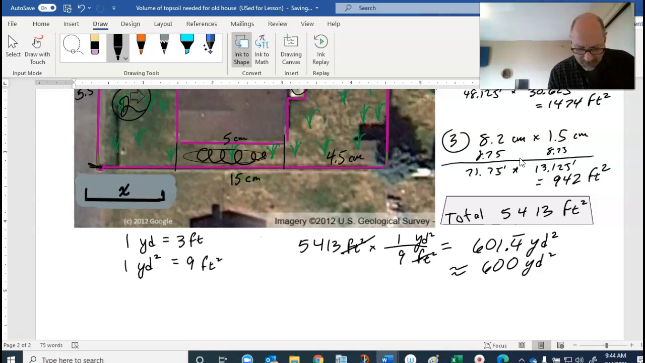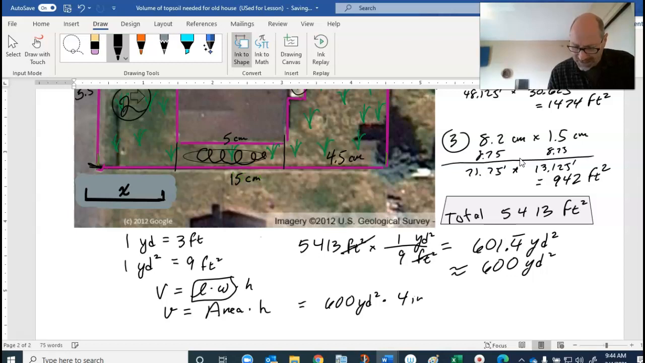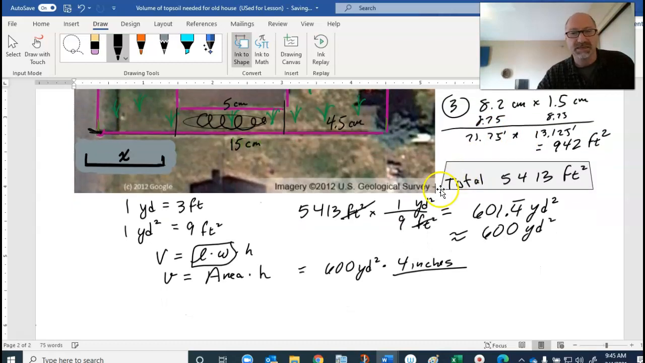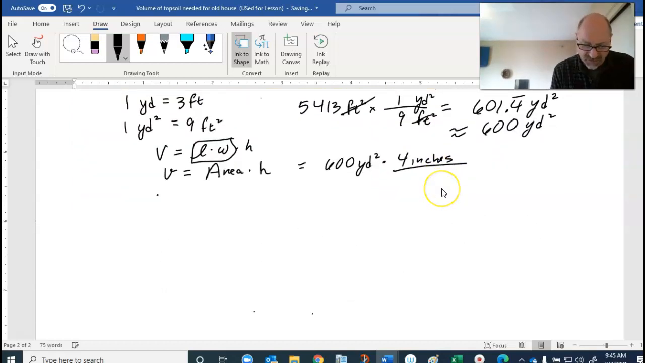Now we have the depth. So remember, the volume is equal to the length times the width times the height, and the length times the width is really our area. So another way we can think of volume is area times height. And so our area in this case is 600 square yards, and our depth is 4 inches. Well, you cannot multiply 4 inches by yards and expect to get cubic yards. We need to change the 4 inches to yards, just like we changed the area. Now this is regular inches, so this is linear. This isn't second degree or two-dimensional. It's one-dimensional.